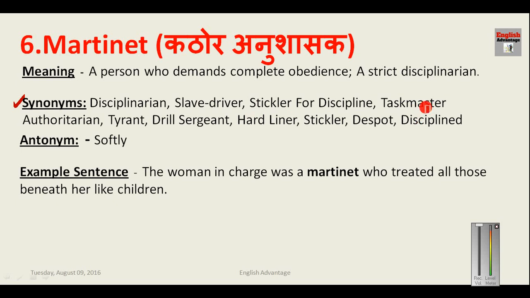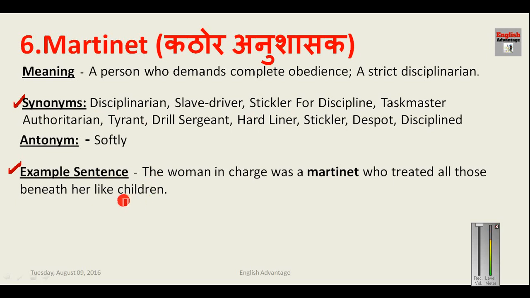Taskmaster, disciplinarian, despot, this word is also very common. And tyrant is very common in history. Authoritarian, and the antonym of this word is soft. Now let us look at the example sentence. The woman in charge was a martinet who treated all those beneath her like children.